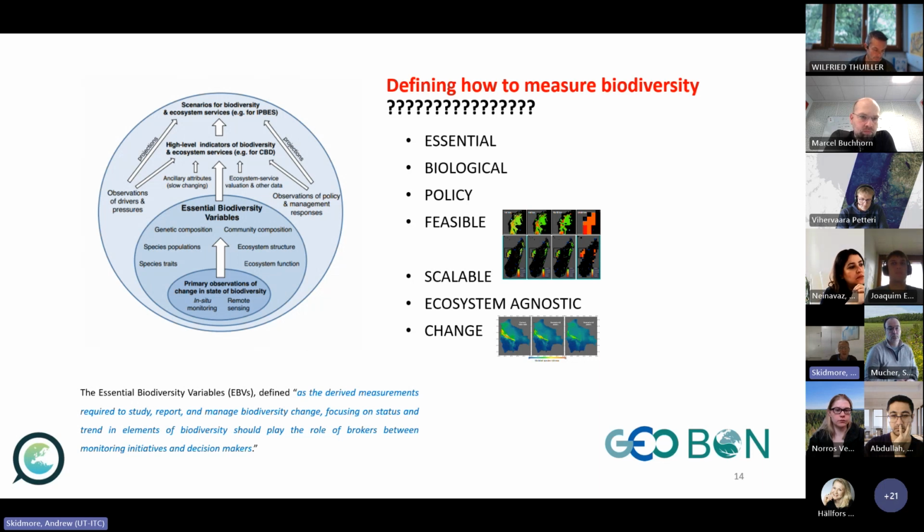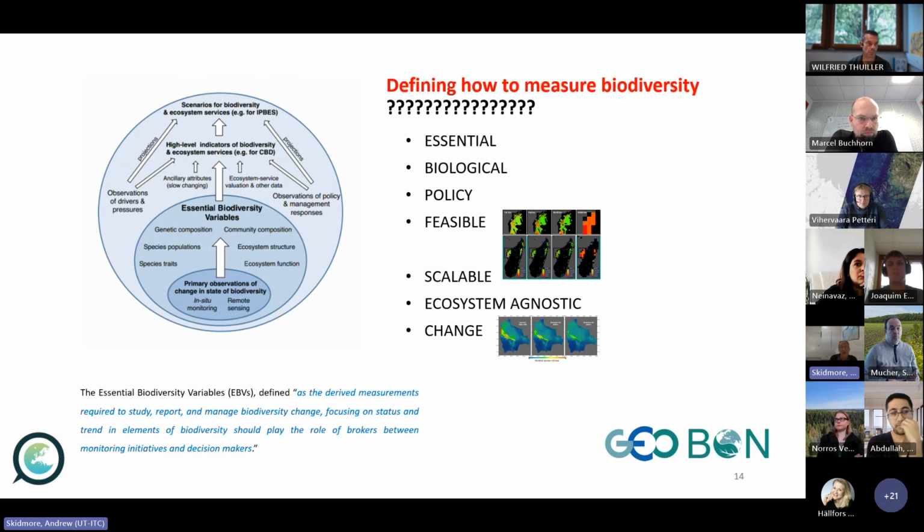And what's interesting is since 2011, these EBV classes have been stable. They haven't changed. The EBVs themselves have changed, but the EBV classes have been very stable, which indicates to me that they pretty much nailed it in that paper about the broad classes of how to categorize. And then what Pereira and colleagues suggested was to take the EBVs and come up with high-level indicators of biodiversity and services, and then use those in turn for building scenarios of biodiversity.